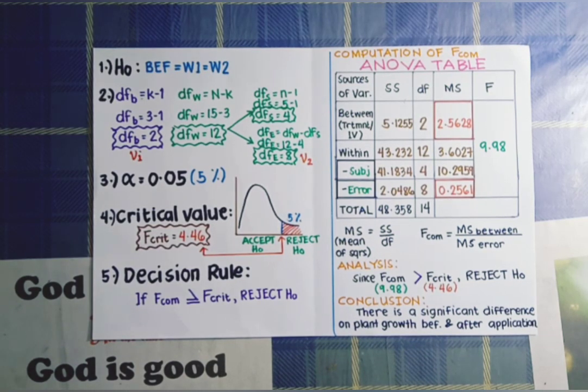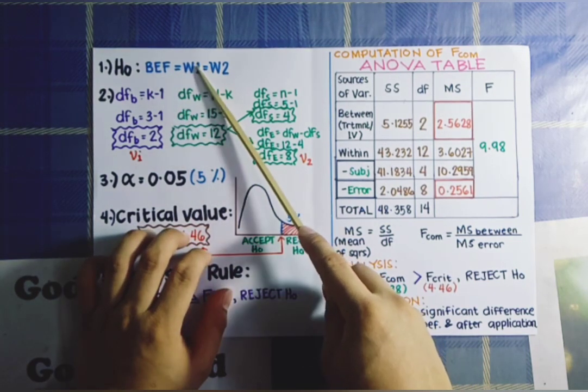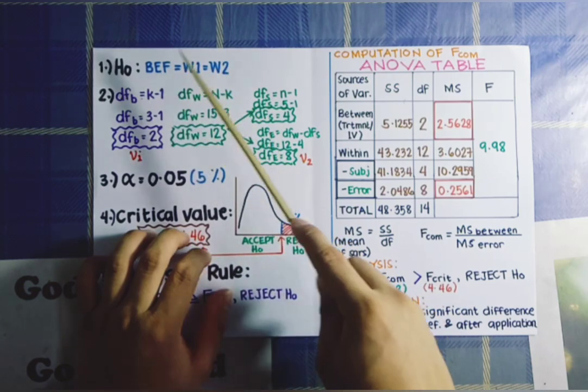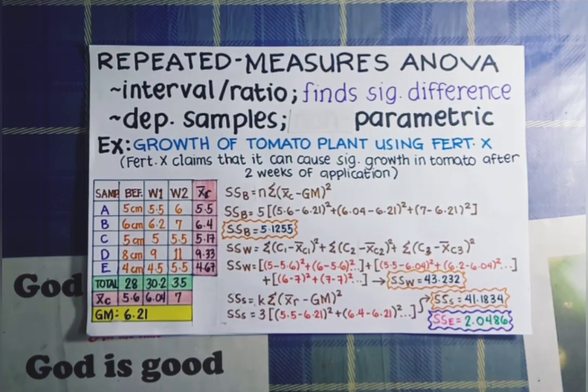One example of a post hoc test is the t-test. We can actually perform a t-test between before and week 1, or week 1 and week 2, or before and week 2, just for us to determine which groups got a significant difference. So that is how we can use the repeated measures ANOVA in finding the significant difference between 3 or more groups of dependent data that are normally distributed.